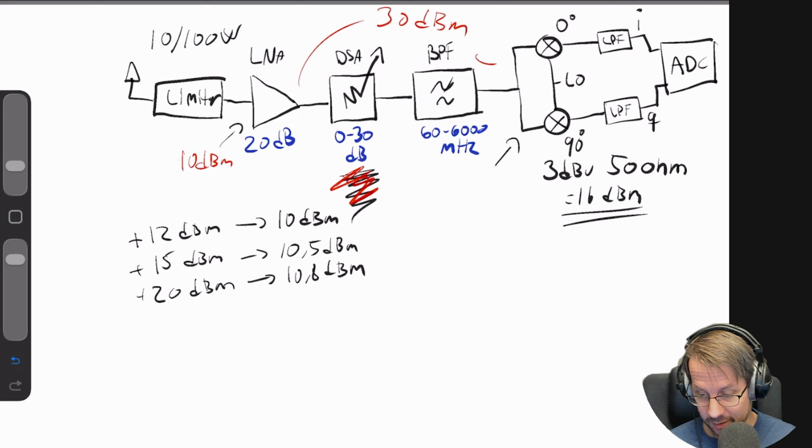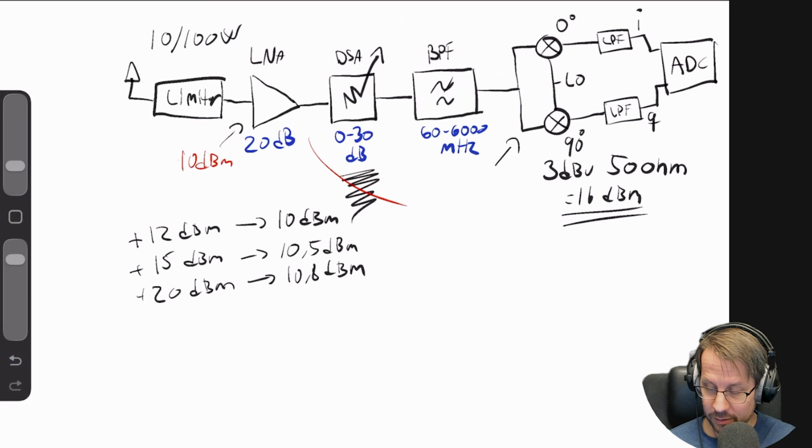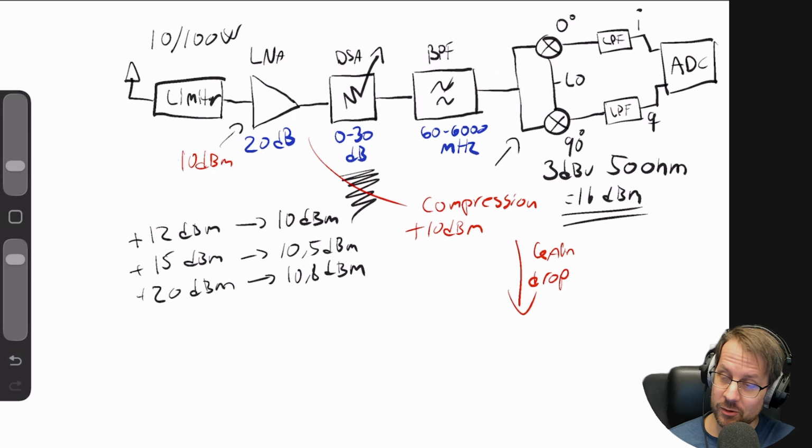But usually the low noise amplifiers will go into compression, right? So compression, when they are presented with a signal that is like plus 10 dBm. So the gain will drop, right? Gain drop. And you will see a type of overloading behavior before anything gets damaged, right?